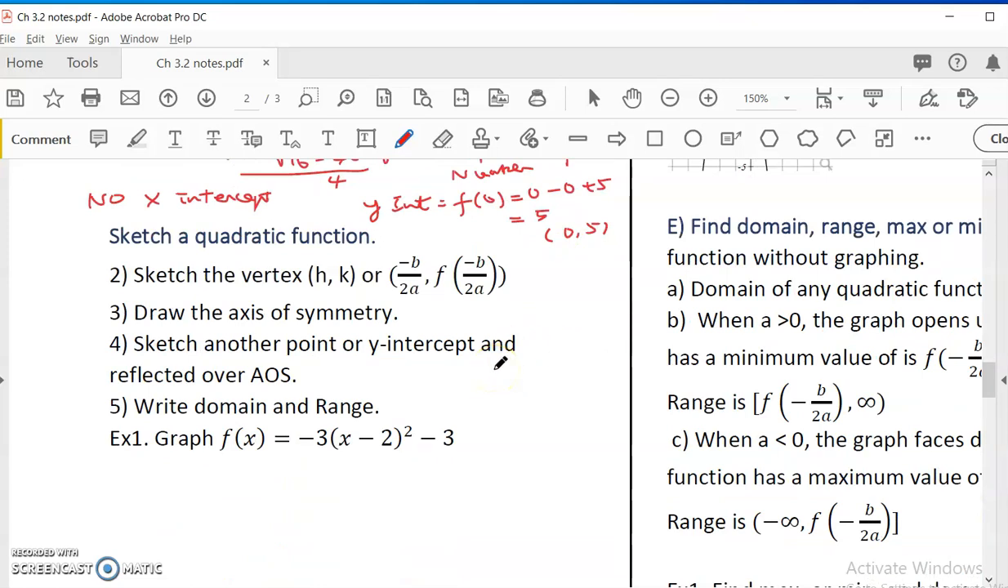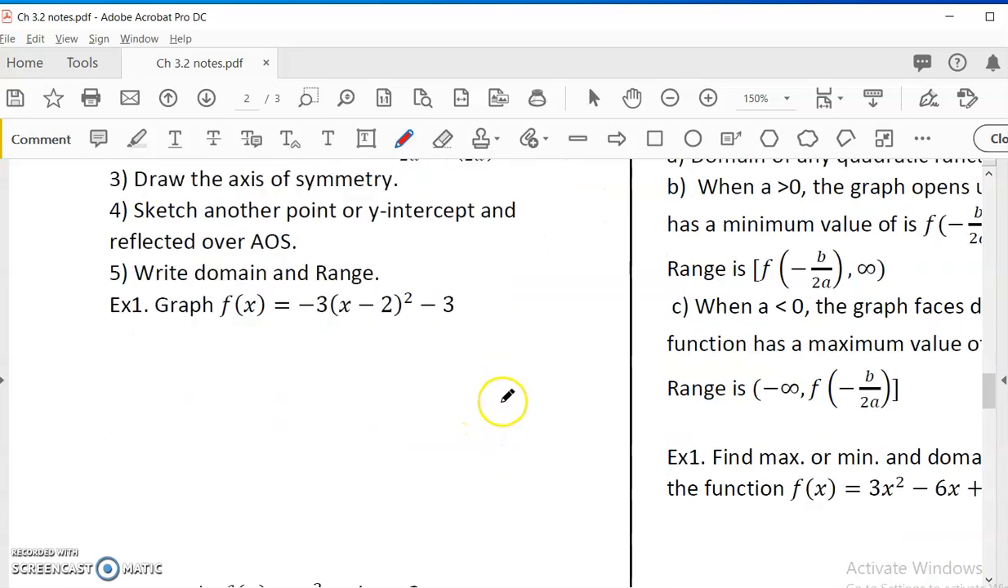So after we know all this connection between a formula and a graph, we're ready to actually, if someone gives you a formula of a function, graph it. What is the point of graphing it? Because if you graph it, you can find the domain and range of this function. And you can also tell if there is a maximum or minimum point. So the first one is f of x equal to negative 3, x minus 2 squared minus 3.